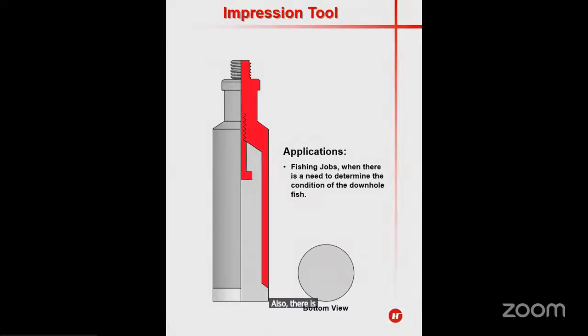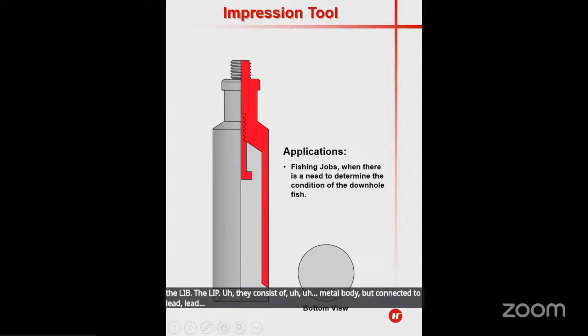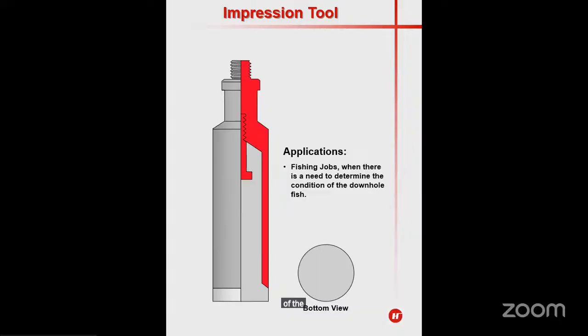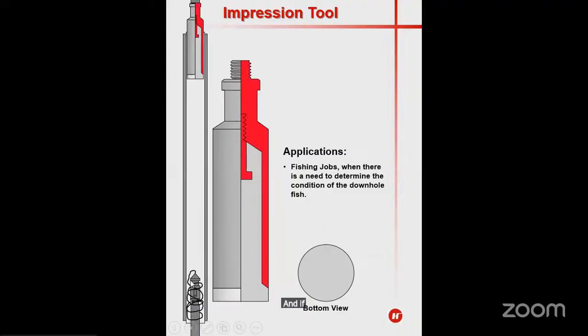Also, there is an LIB, which is called a lead impression block. The LIB consists of a metal body connected to lead at the bottom of the LIB. So this lead can give me a mark of any unknown object inside the well. This is the configuration of the LIB before running in hole. And if we have any obstruction, especially in a fishing operation.